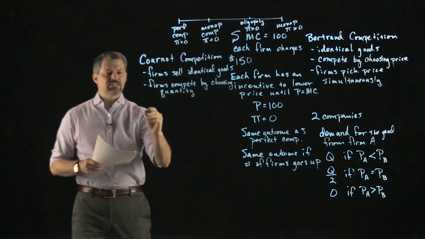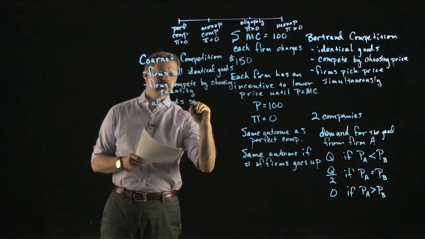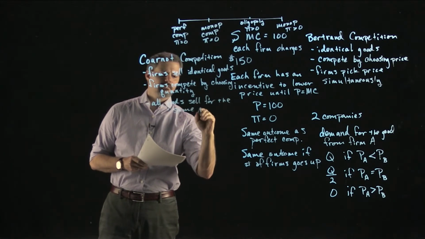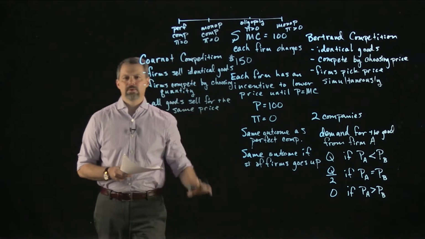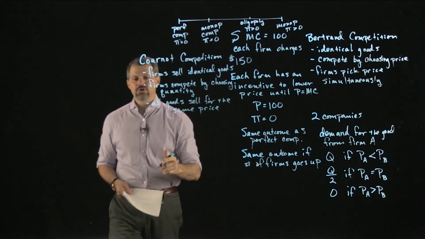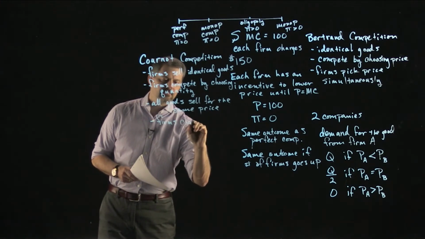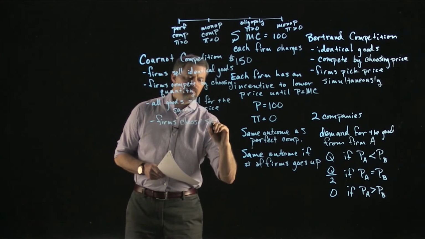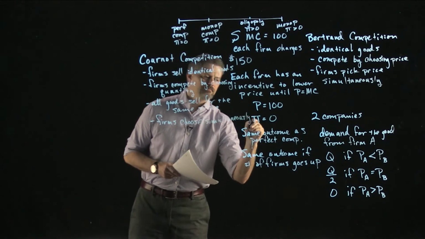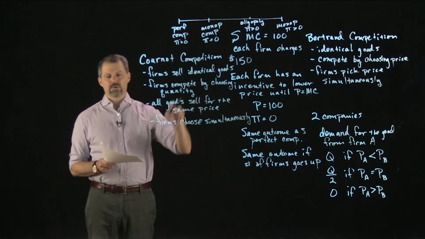All goods are going to sell for the same price. So the firm doesn't choose price now, they're going to choose quantity. And the firms are going to choose their quantity simultaneously. So this is a little bit different than our Bertrand competition.